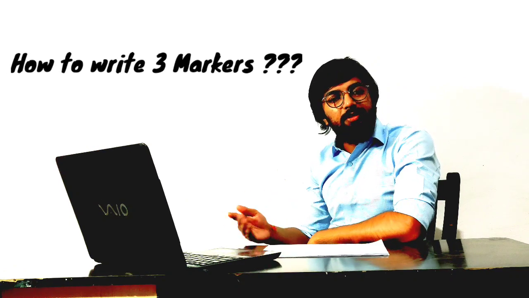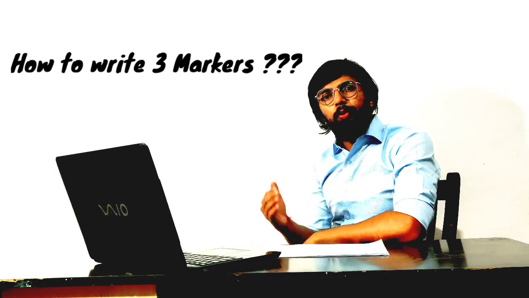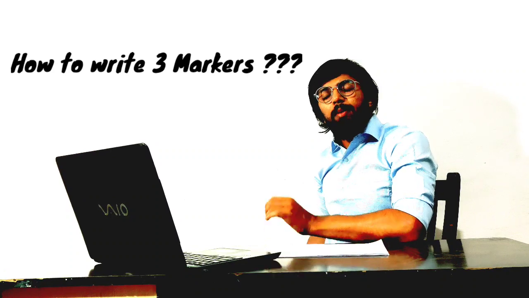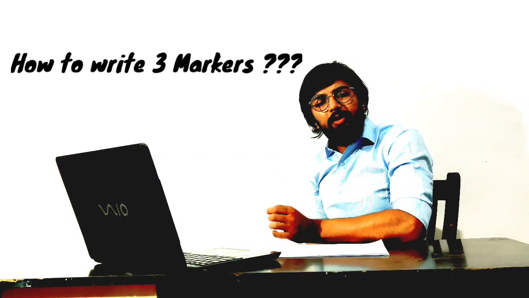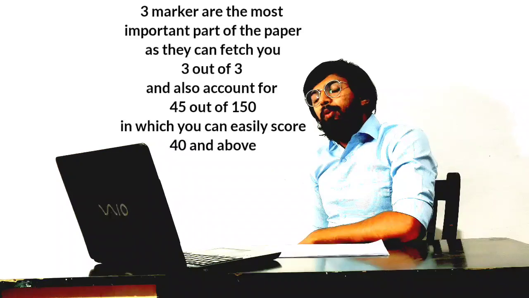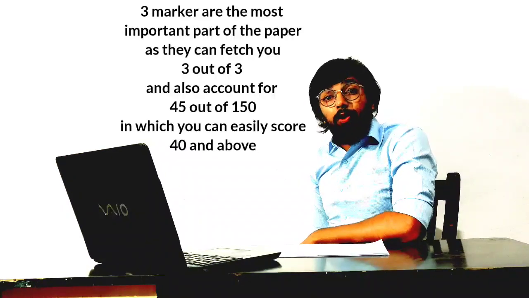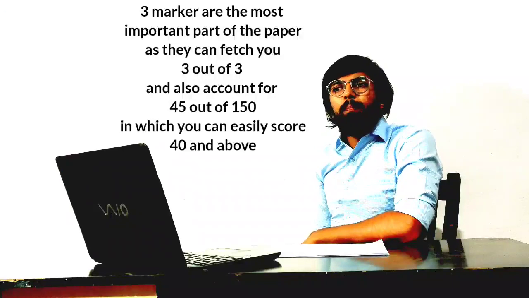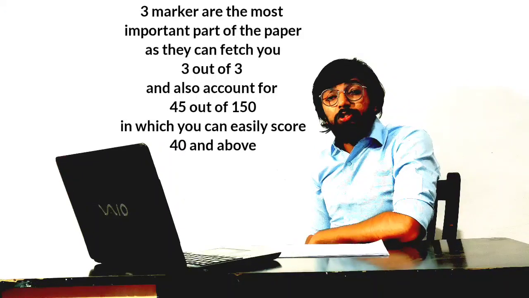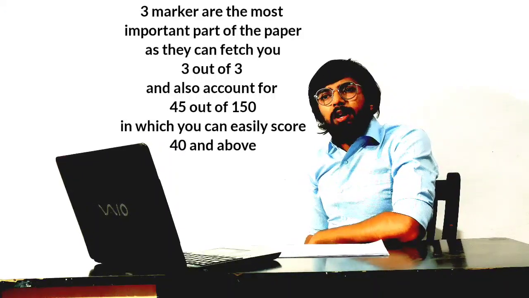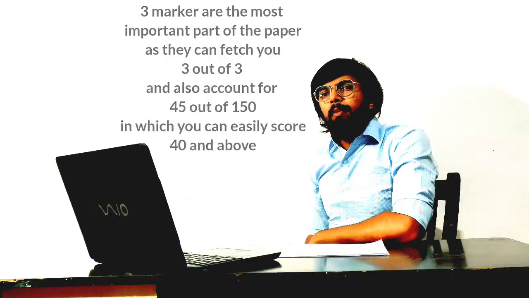Now moving on to our next session, that is on 3 markers, how to write 3 markers. Basically 3 markers are the most important part of your answer writing, because in each part 45 marks of 3 markers are asked, that is 15 3 markers, and the good thing is you can get 3 out of 3 in 3 markers. It is not possible in every 6 marker to fetch 6 out of 6, especially if it is not a mathematical problem. Nor can you get 15 out of 15 in a 15 marker except in mathematical questions.